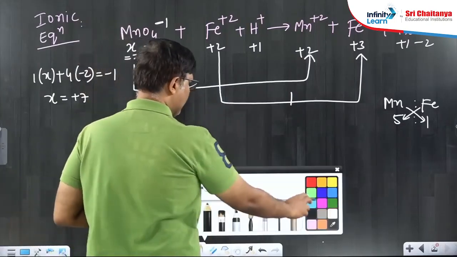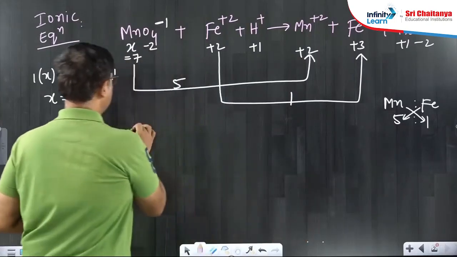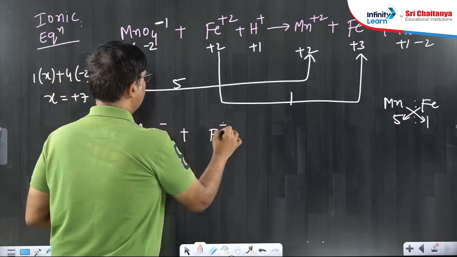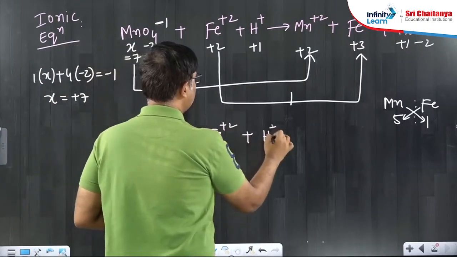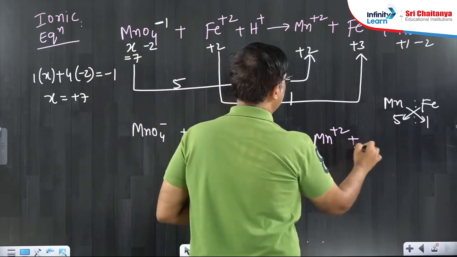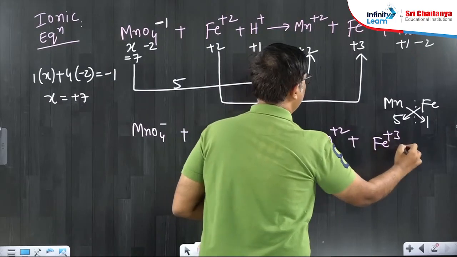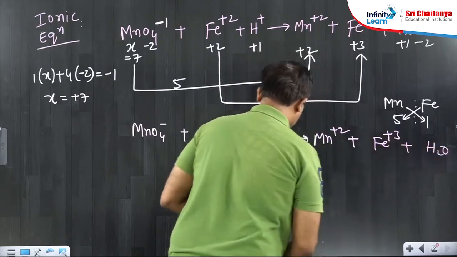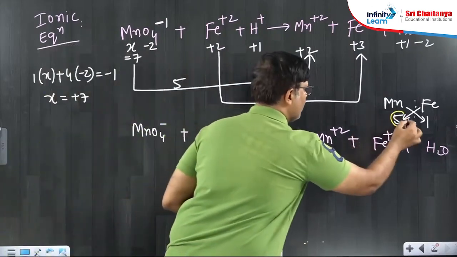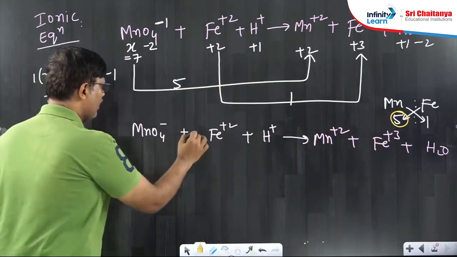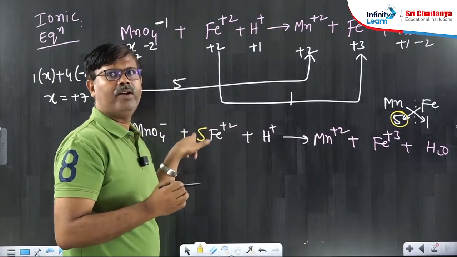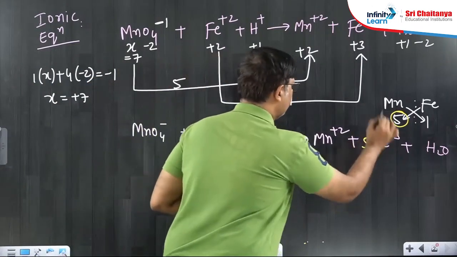So I will write the equation again. MnO4 minus, Fe plus 2, H plus, gives Mn plus 2, Fe plus 3, water. Now what do we have to multiply? Iron items you have to multiply with 5. Where are the iron items? Here iron is there. Nothing written means initially 1 is there. 1 into 5, 5. 1 into 5, 5.